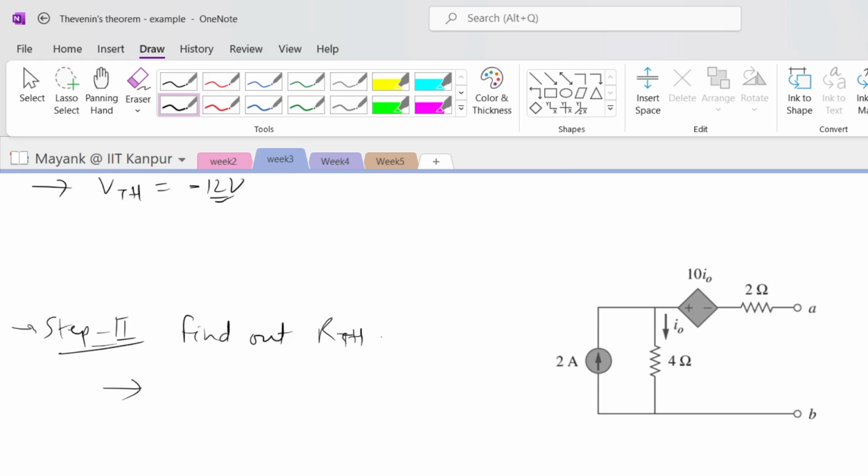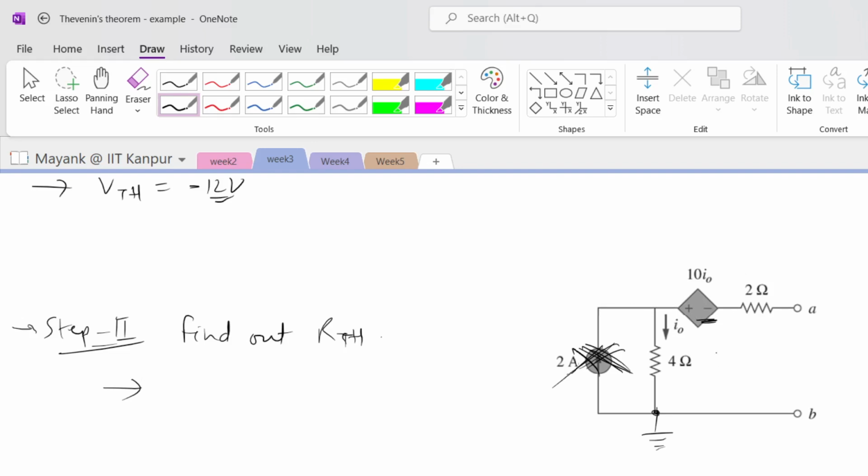So first, for finding out RThevenin, remember that we have to first desensitize all the independent sources. So where are the independent sources in this case? You can see, first of all, let me mark the reference here. This is the reference. Fine. So the independent source in this case is this 2 ampere source. So I will have to open circuit or remove it from here. This is also a source, but this is not an independent source. This is a dependent source. So we will not be removing this, right?